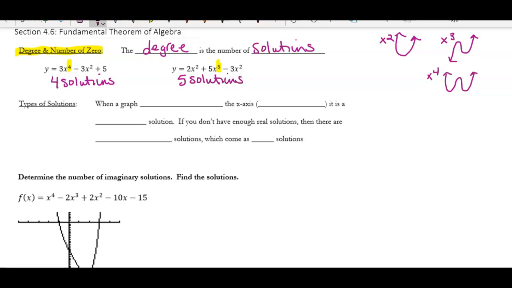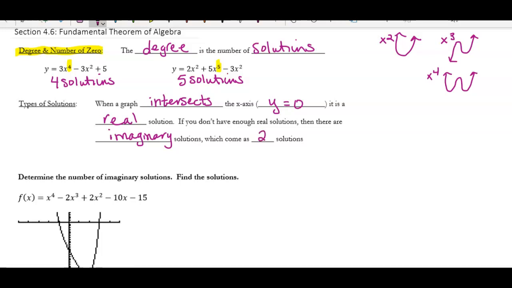Okay. So the type of solutions kind of depends on what happens. And so the way we find this is when a graph intersects the x-axis, which is when y is 0, it is a real solution. If you don't have enough real solutions, then that means there has to be some imaginary solutions. And when you have imaginary solutions, they come as pairs.